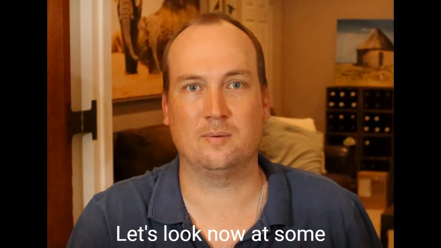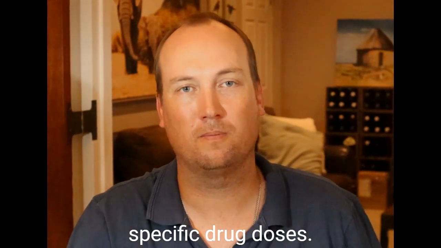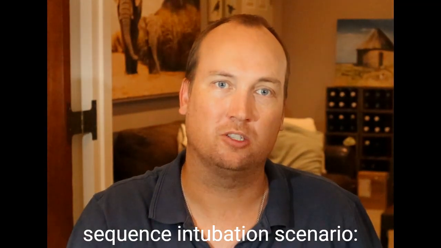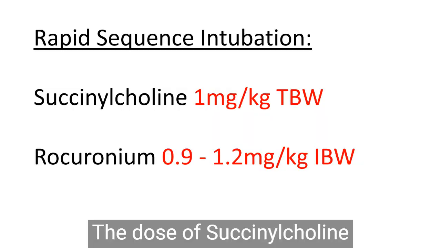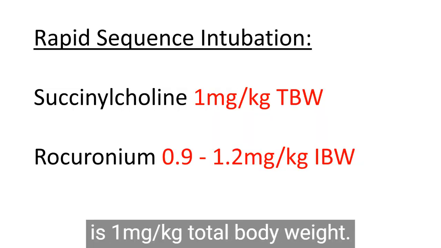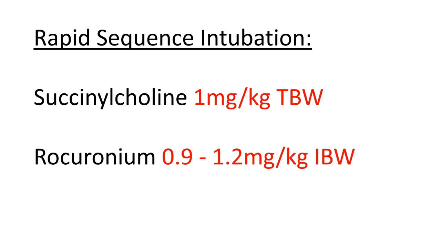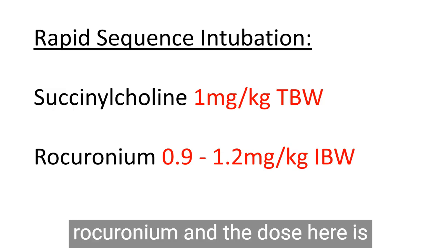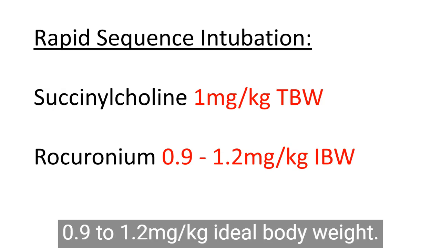Let's look now at some specific drug doses. Looking first at the rapid sequence intubation scenario. The dose of succinylcholine is 1 milligram per kilogram total body weight, and the other drug used in rapid sequence intubations is rocuronium, and the dose here is 0.9 to 1.2 milligrams per kilogram ideal body weight.